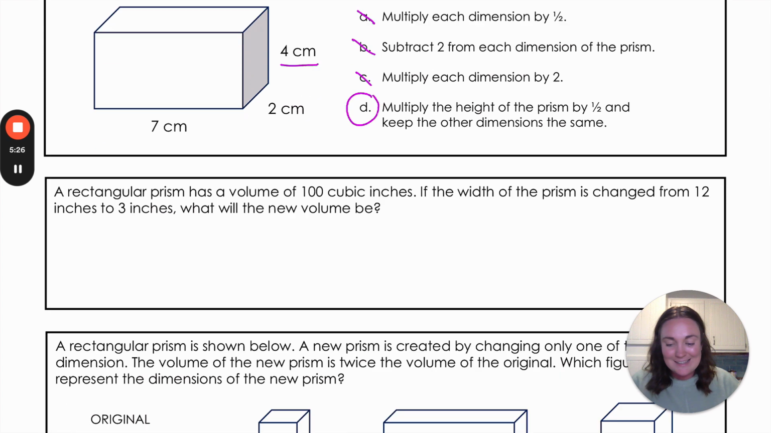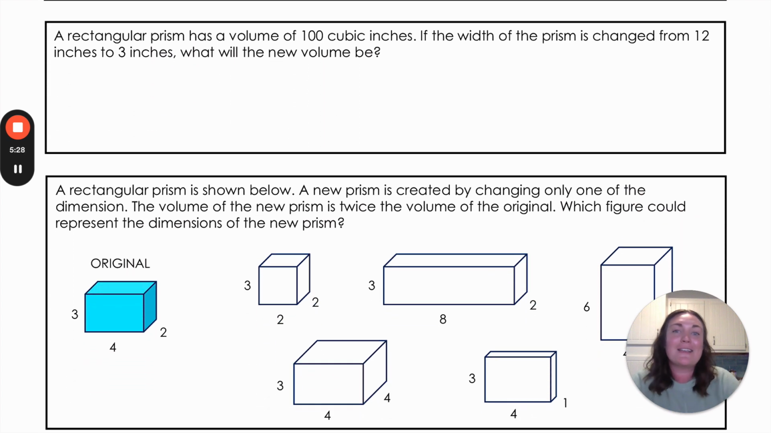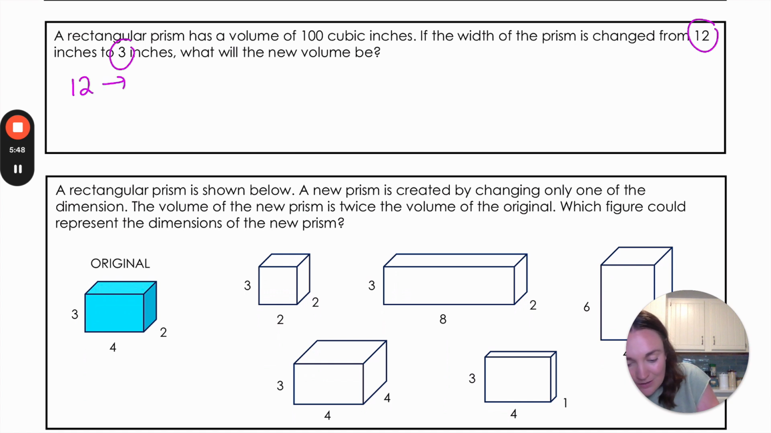All right, this next one, we have a rectangular prism that has a volume of 100 cubic inches. If the width of the prism is changed from 12 to 3, what will the new volume be? So this one's tricky because we can't actually multiply and figure out the new volume. So what we need to do is see how that one side is changing. So we're changing from 12 to 3. So to go from 12 to 3 with multiplication, we're really dividing by 4. And so that means that we are multiplying by 1/4.